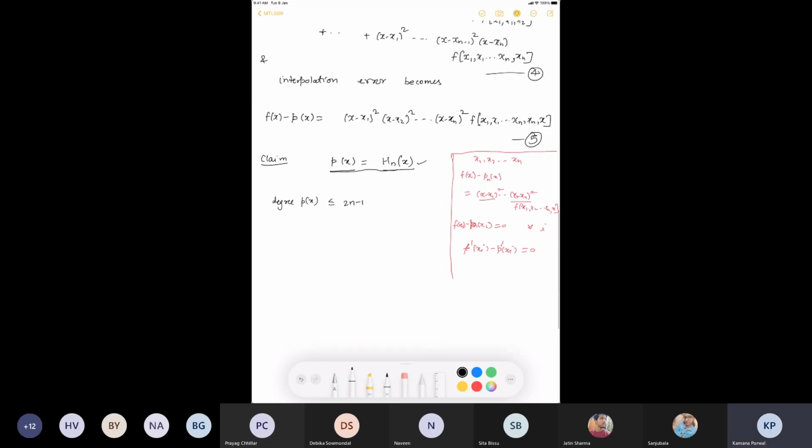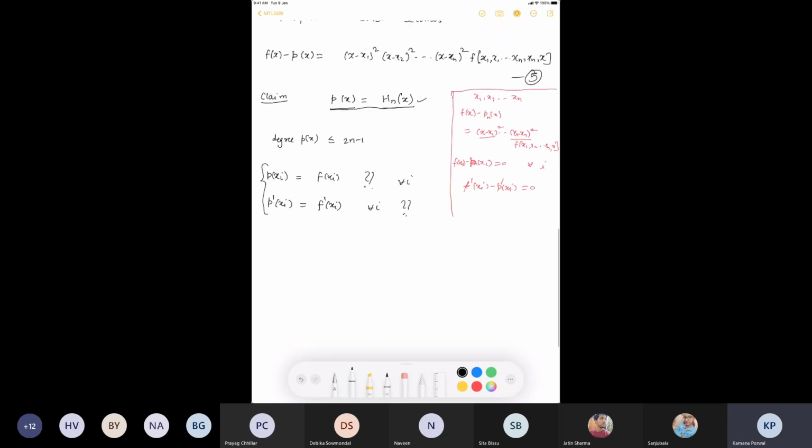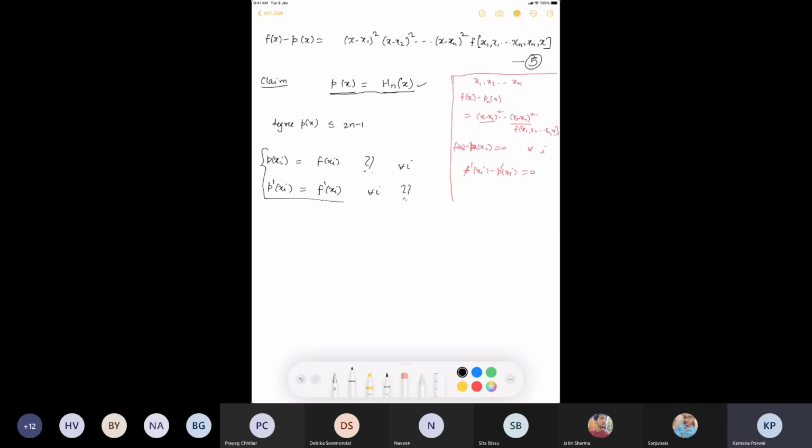And what happens if I evaluate p at xi? We have to check whether this coincides with f of xi for all i. This is one thing I have to check. And secondly, I have to check whether p prime of xi coincides with f prime of xi for all i. If I check these two things, and if they hold, then we know that p(x) is also our Hermite interpolating polynomial, and by the uniqueness, it will be the same as Hn(x). So we just have to verify these two things.